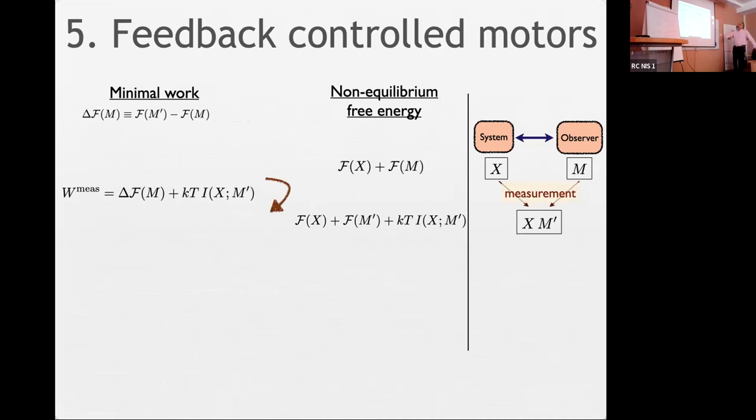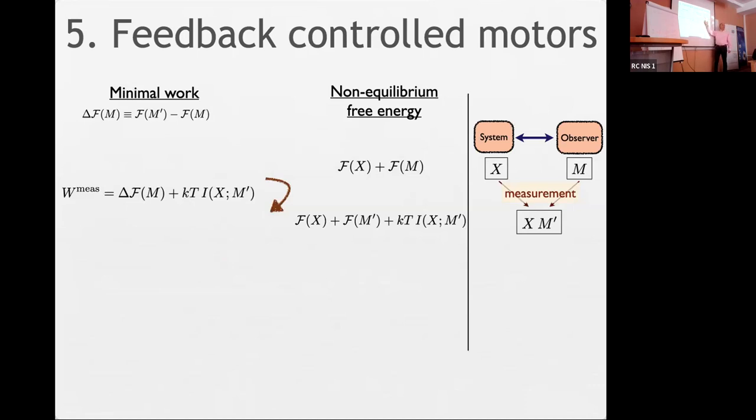The Szilard engine is a particular case of what we call a feedback motor. You have some physical system, and you have an observer, and the observer measures something and manipulates the system according to this measurement. And we call this feedback. It's a feedback process. This is in engineering. Feedback means that you act on a system according to a measurement.